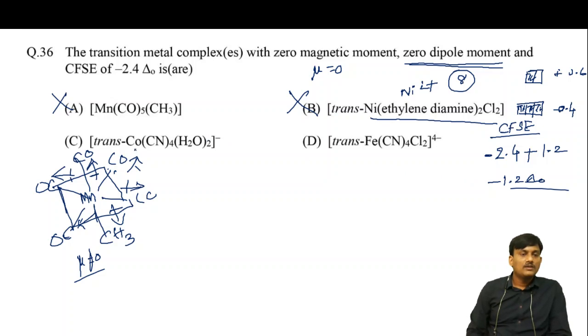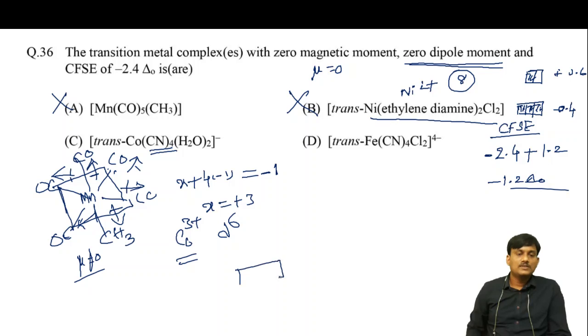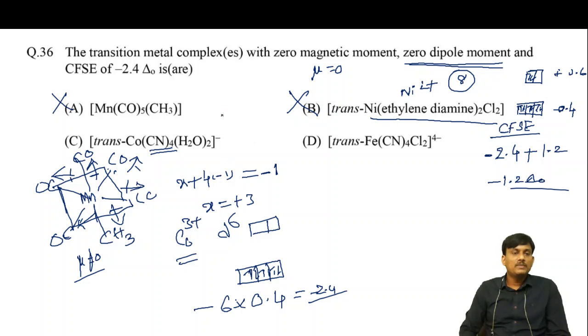Suppose if you take this one, what is the oxidation state for this complex? Here the total charge on the complex is minus 1, x plus 4 into minus 1, and H2O is 0, so x will be plus 3. So if you take cobalt 3 plus, what is the electronic configuration? It will be d6. It's a low spin complex. Strong field ligands you have here. So this is the d6 electronic configuration. The 6 electrons will be filled in the t2g level. So what is the stabilization energy? 6 into 0.4 minus 0.4, so it will be minus 2.4. Okay. In this case, magnetic moment 0, dipole moment 0, and CFSE is minus 2.4.